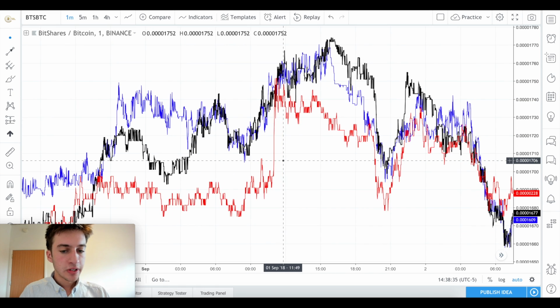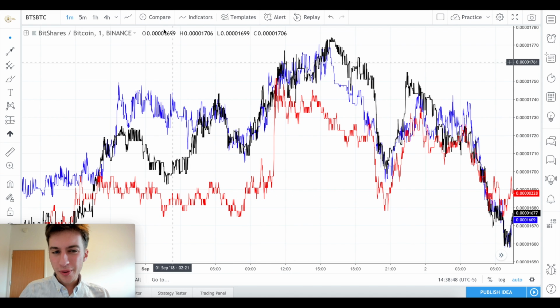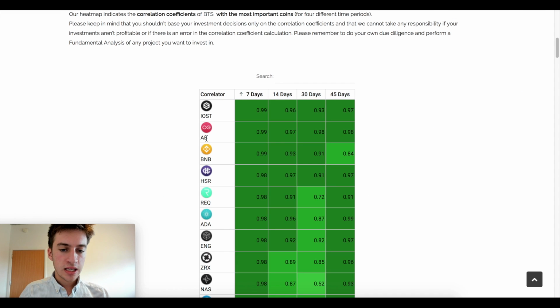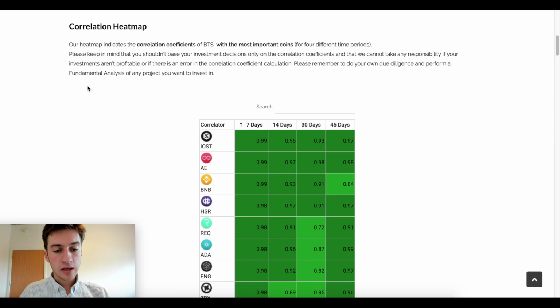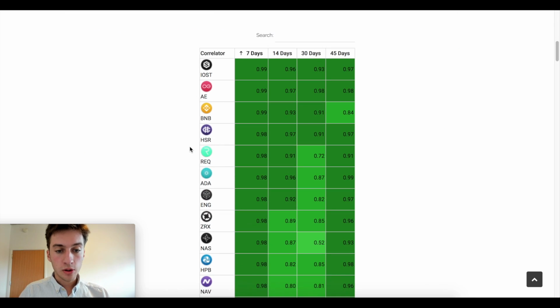And of course, it goes without saying, you're going to want to check the correlation between IOST and AE BTC, because what I'm looking at here is BTS, AE, and IOST, but the correlation rate between IOST and AE would also need to be looked at. But if this one's 99% correlated and this one also is 99% correlated, there's a high probability that they already are correlated. But if you want absolute confirmation, you can just go back and look at IOST and then look at how it sits with AE and make sure that they are correlated.